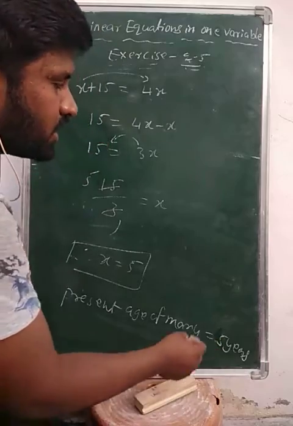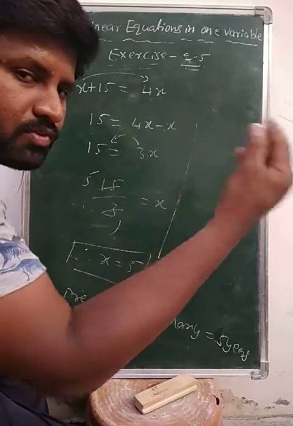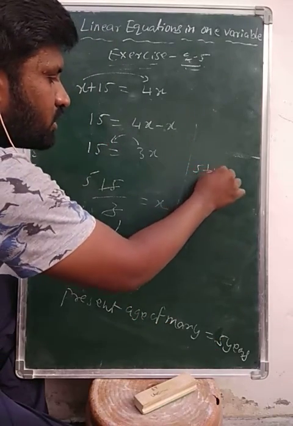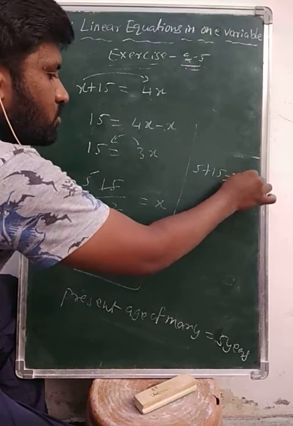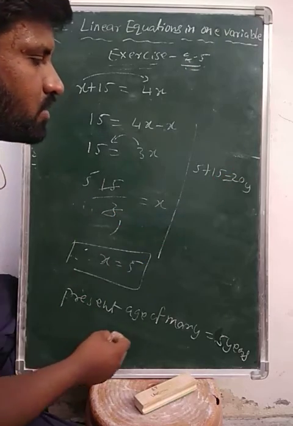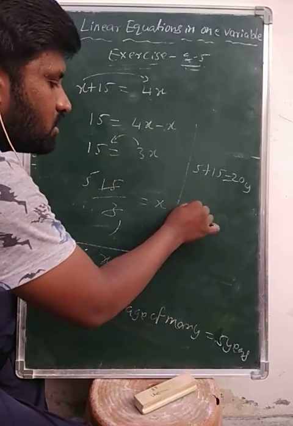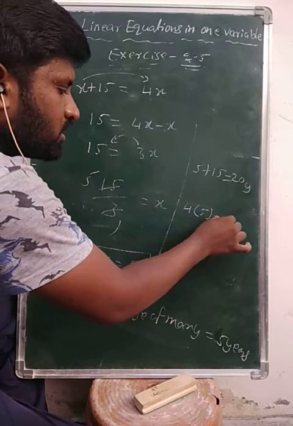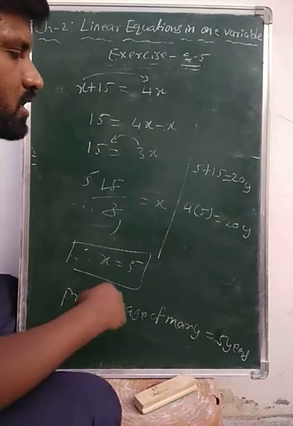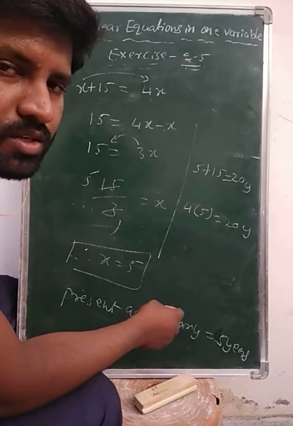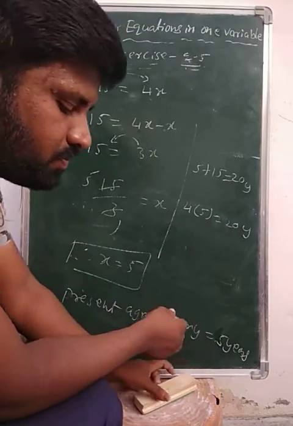Okay na? Mary's age is 5 years, so after 15 years what happens? That is 5 plus 15, means 20 years. Yes, and 4 times her present age means 4 into 5, that is equal to 20 years. Okay na? So this is the required verification for this question.